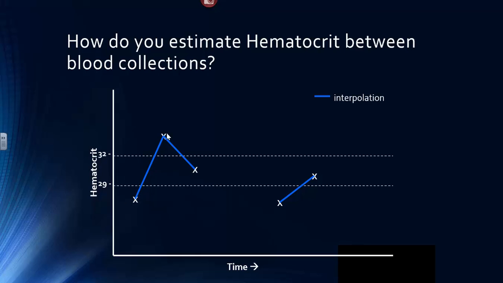Now, some points are close enough that we believe the interpolation is a reasonable first-order approximation of the hematocrit. But some hematocrit draws are so far apart that it's really not reasonable to draw a straight line. In that case, what we do is we carry forward. We carry the last result forward for a period of time, and then we recognize the time between the end of the carry forward and the next draw as missing.